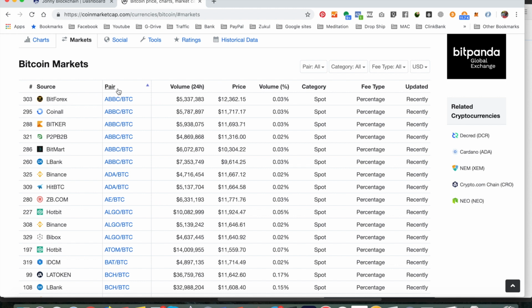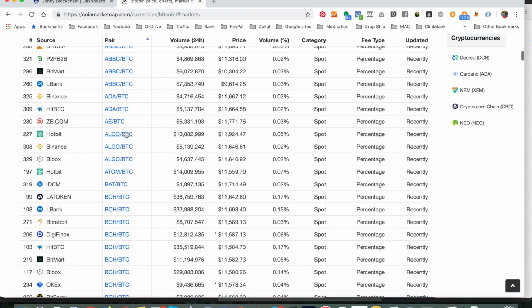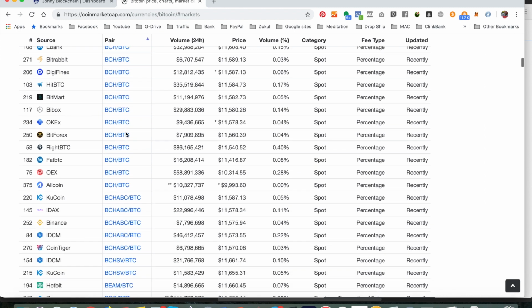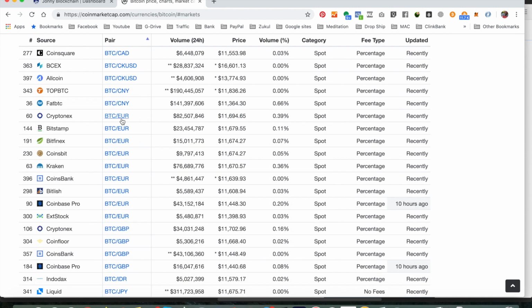So whether you're buying Bitcoin with dollars, euros, or Great British pounds, or any other currency, if we click on the pair, and let's go down and look for a fiat currency that you can buy Bitcoin with. So the first one I see is euros, and I can see that I can buy Bitcoin with euros on this exchange here, and I can pay for it the equivalent of $11,694.